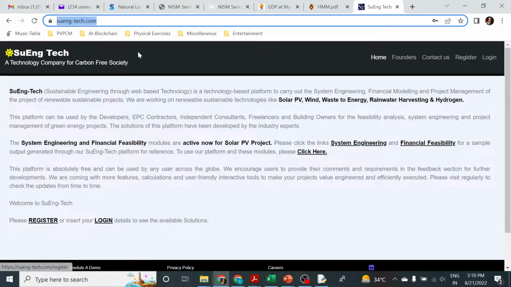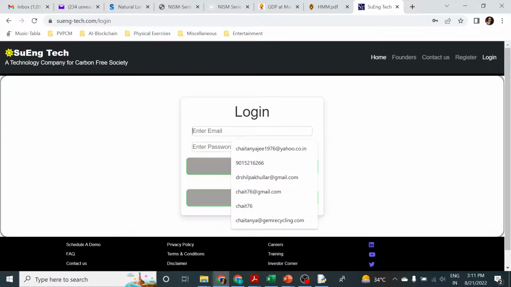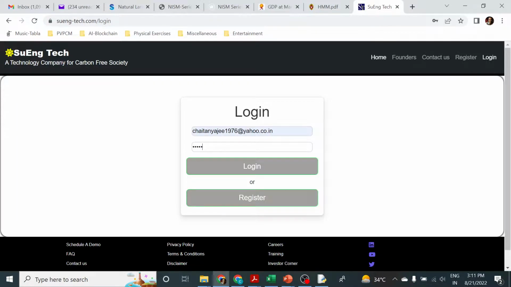So this is their website, suveng-tech.com. You can go and register here. I have already registered, so I will just log in. I log in here.